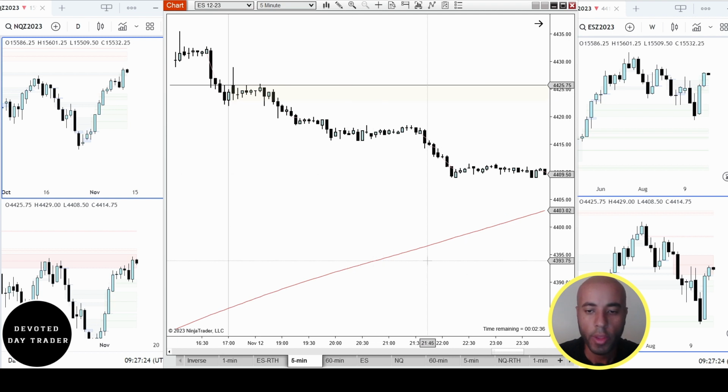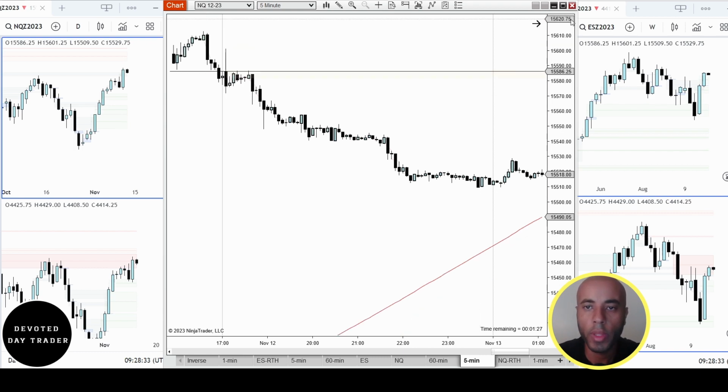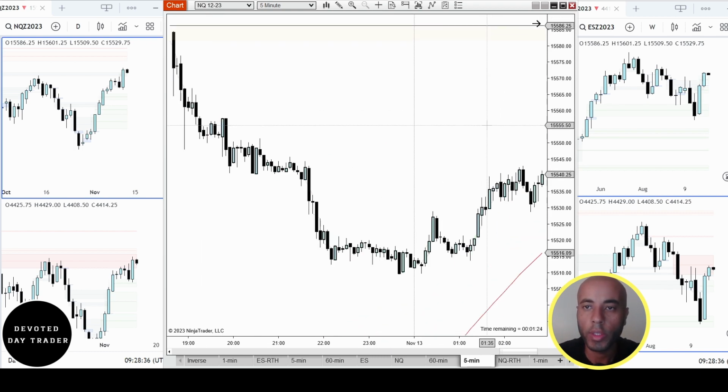I do the same thing for NQ, and I keep this box colored for the new week opening gap until the end of the December contract, which is usually around December 15th, and I use it as support and resistance.